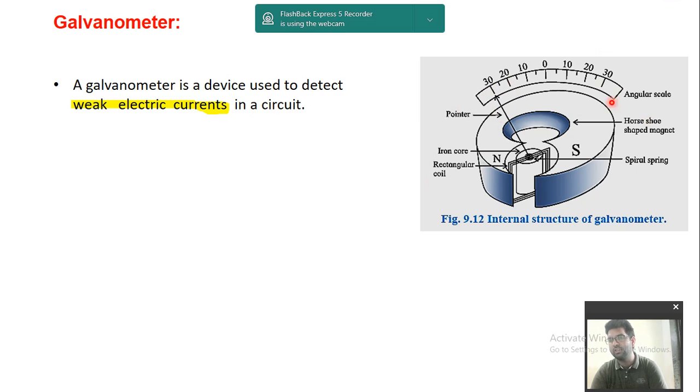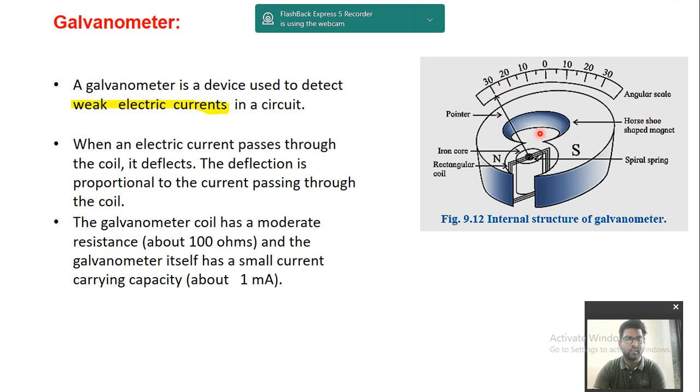Now this 30 is just an angular scale, the actual measurement is something like this. The galvanometer itself has a small current carrying capacity of about 1 milliampere, and its resistance is about 100 ohms. So till 1 milliampere it will show the deflection, and beyond 1 milliampere it won't show any deflection. Then how do we measure the current beyond 1 milliampere? This is the question. This is where the ammeter comes into the picture. An ammeter is used for measuring higher values of current.